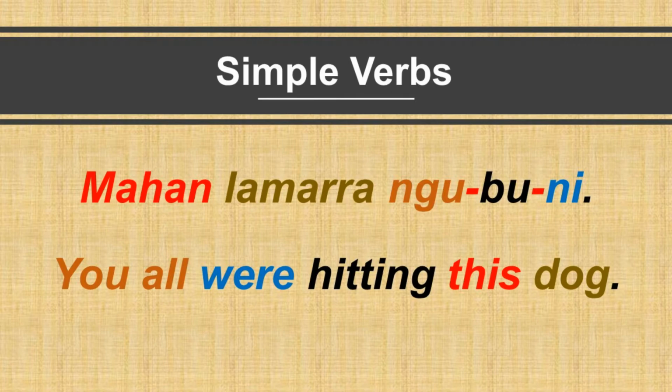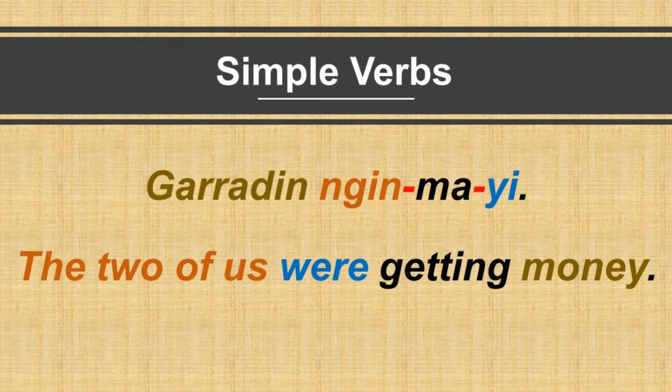Okay. And now let's change everything, all the object, the subject, and the verb, and the tense. And now we get this garadin 𝗪𝗏𝗍. The two of us were getting money. So you and I basically were getting money. Garadin 𝗪𝗏𝗍.